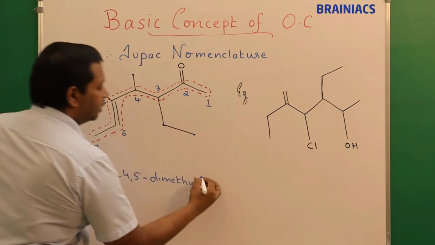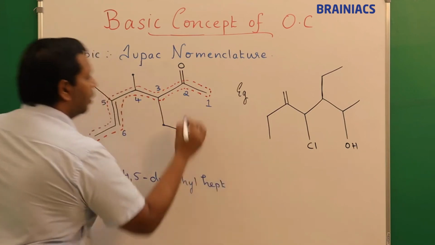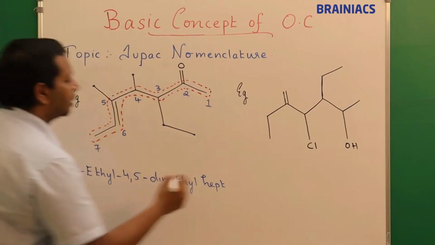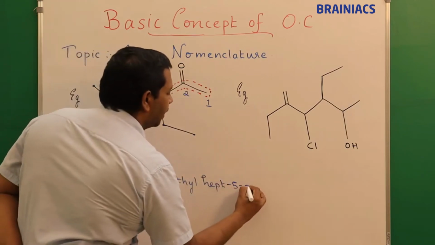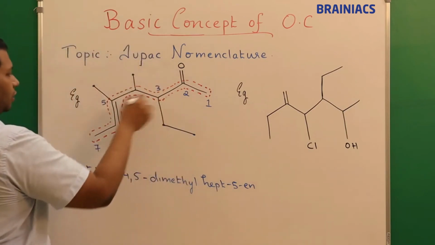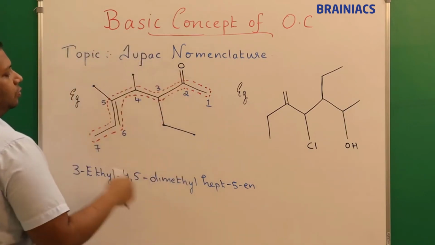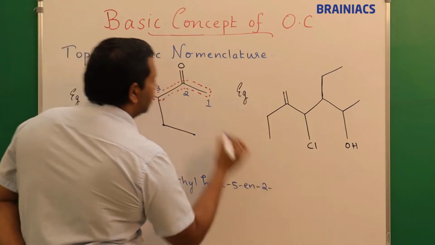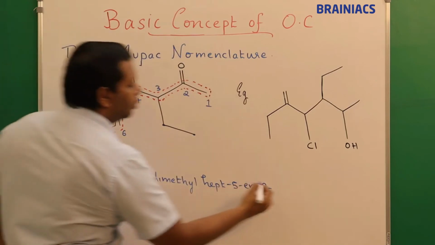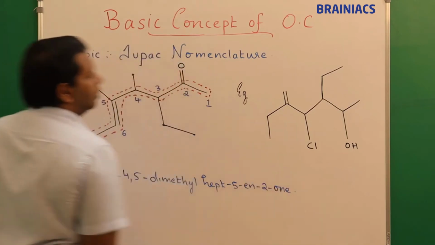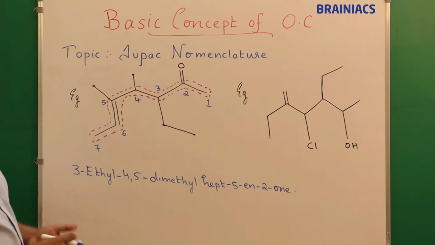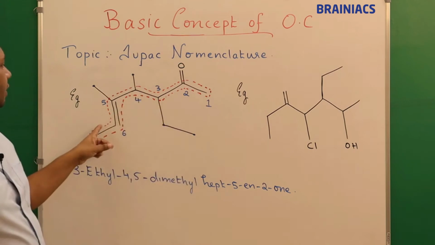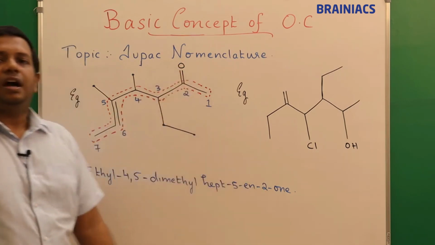Now the word root hept. Now how are these linked? These are linked at the fifth position by a double bond, so I will write hept-5-en. Now is there any functional group? Yes, the functional group is present at position 2, so I will write hept-5-en, then 2. Tell me what is the suffix used when the carbonyl group comes on. So this is the name: 3-ethyl-4,5-dimethylhept-5-en-2-one. This is the IUPAC name.